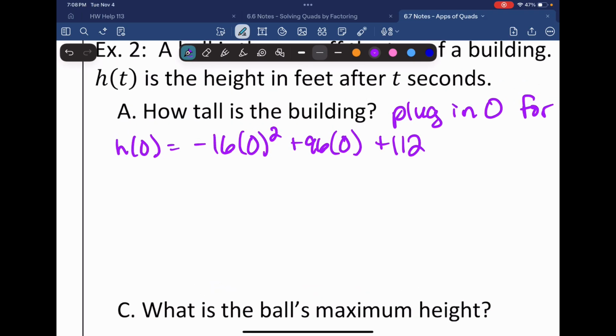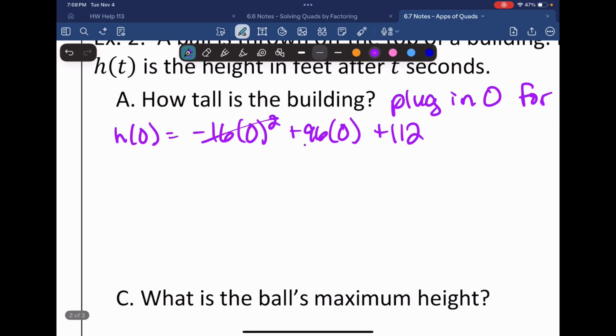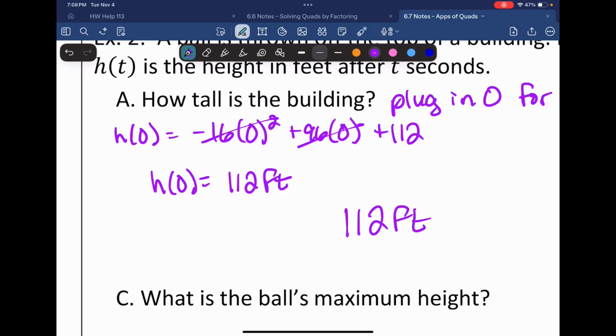All right. Well, negative 16 times 0 squared, that's 0. 96 times 0 is also 0. So the height at 0 seconds is 112 feet. Well, guys, if that's where we launched the ball from, that means the building is 112 feet tall.